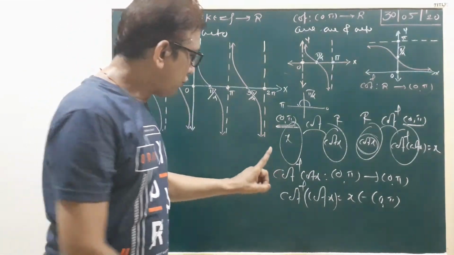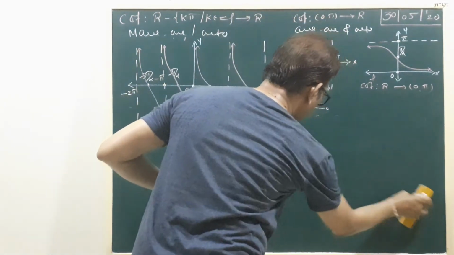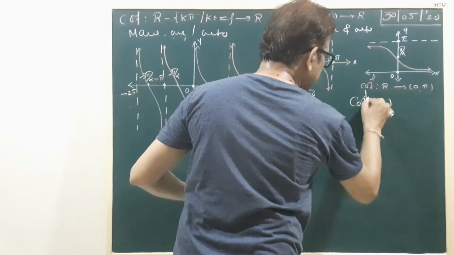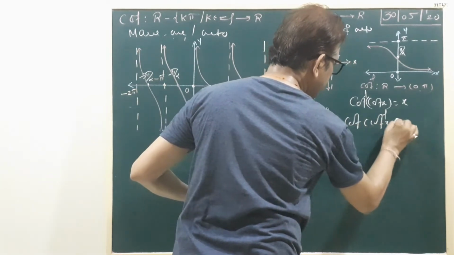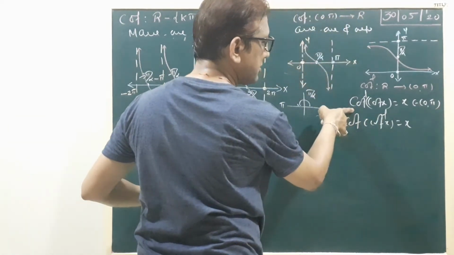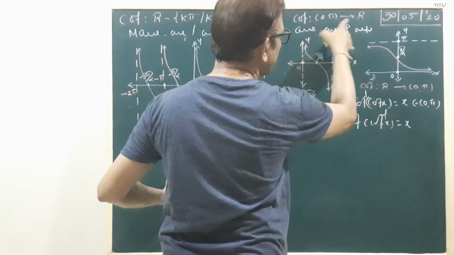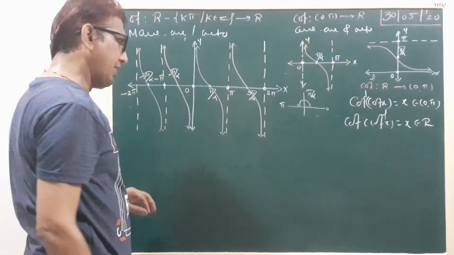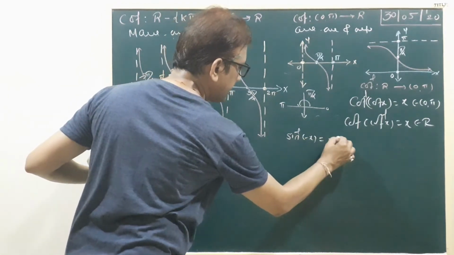Is that clear? So we write our other two formulas: cot inverse of cot x equals x, and cot of cot inverse x equals x. In the first, x belongs to 0 to pi because cot inverse is outside, and the cot inverse range is 0 to pi. In the second, cot is outside, and the cot function's range is R, so x belongs to R. Is that clear?